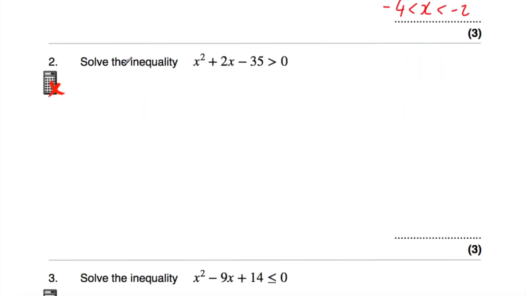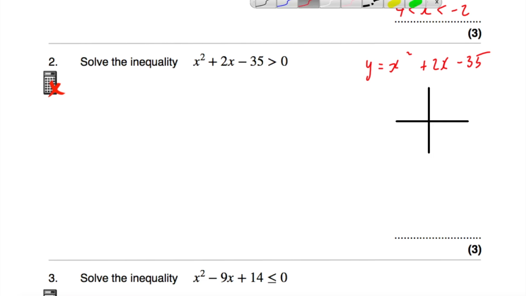So question number 2, we've been asked to solve the inequality x squared plus 2x minus 35 is bigger than 0. So again, let's sketch the quadratic of y equals x squared plus 2x minus 35. Okay, so to sketch this, let's just sketch our x-axis and our y-axis. And again, let's label them x and y. And to sketch this quadratic, we're going to find where it crosses the x-axis.